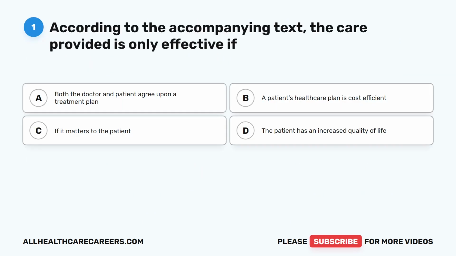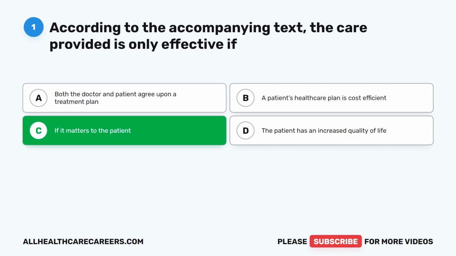Question 1. According to the accompanying text, the care provided is only effective if A. both the doctor and patient agree upon a treatment plan. B. A patient's healthcare plan is cost-efficient. C. If it matters to the patient. D. The patient has an increased quality of life. The correct answer is C. If it matters to the patient.